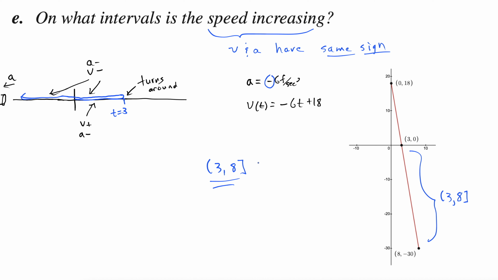The speed is increasing. Notice that I didn't include t equals 3 because if you recall from part B, that's when the object is actually stationary, which makes sense from our little diagram here because we can see that's where it turns around. So for that brief second at t equals 3, the object is actually stopped. Even though the acceleration is still pulling it to the left, it stops just for a brief instant at 3 seconds.